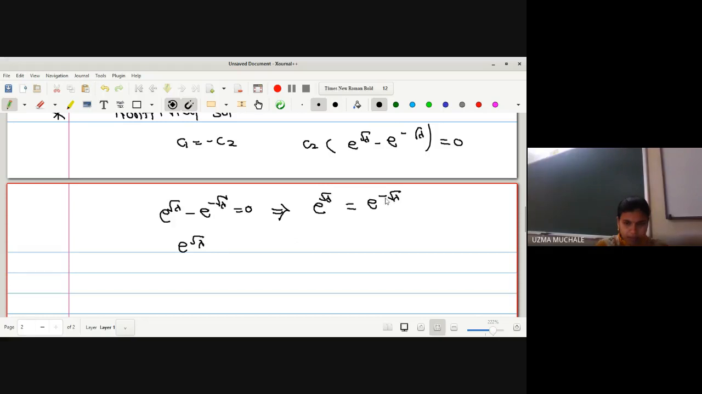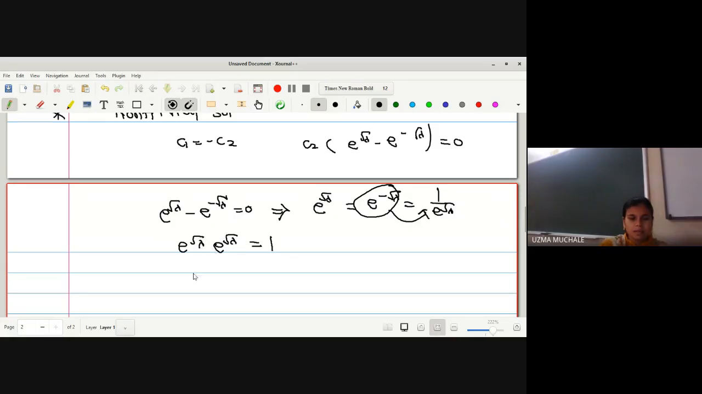If I am having this as minus, can I write this as 1 upon e raised to root lambda? Reciprocal, 1 upon. So if I multiply here, it will be e raised to root lambda is equal to 1. Right? This step I can write like this. So if I multiply these two, it will be e raised to root lambda, e raised to root lambda is equal to 1.